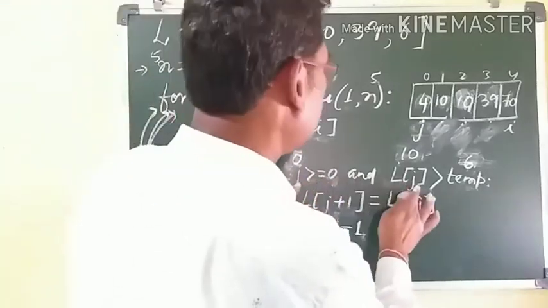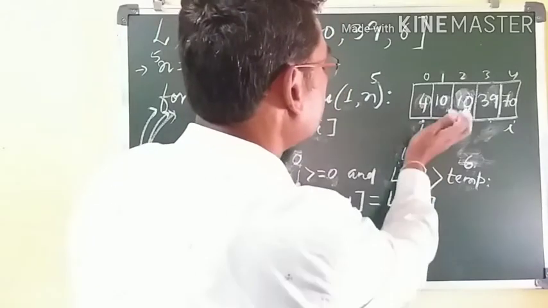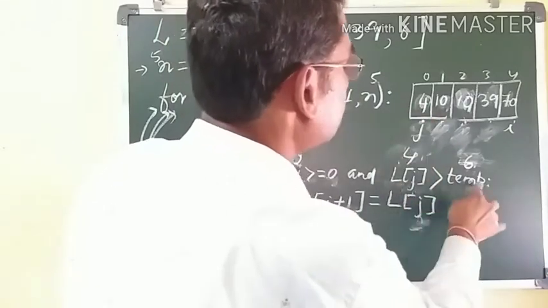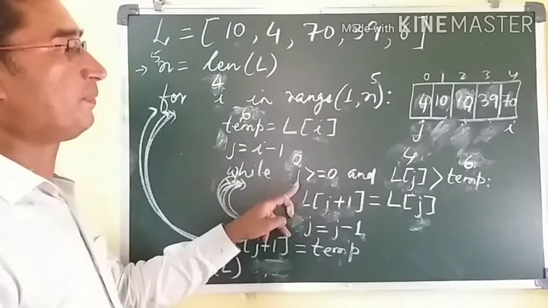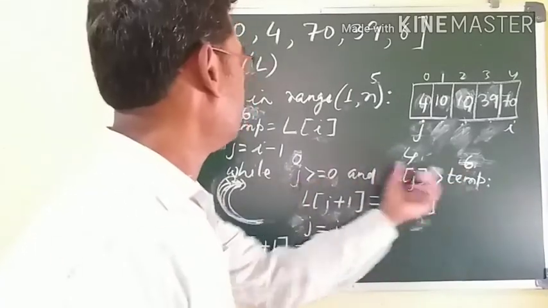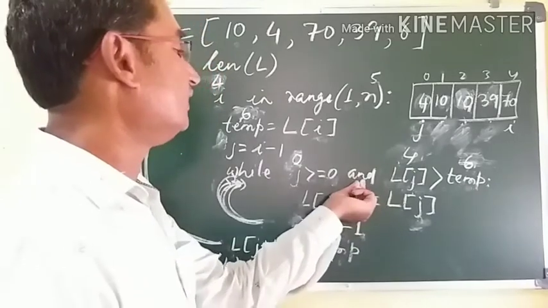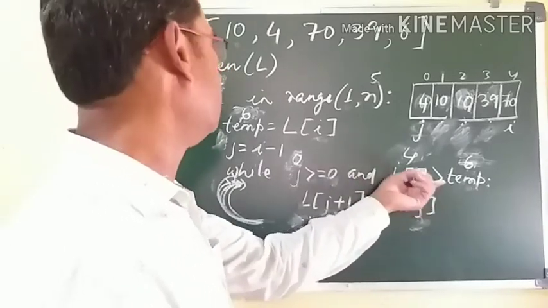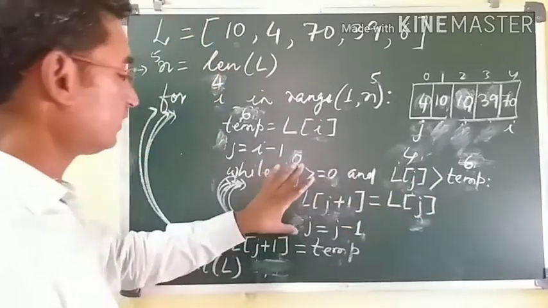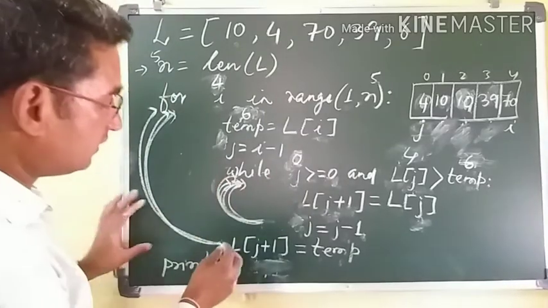And L of 0 is 4 here. Now 4 greater than 6. This condition is false. If this condition is false and the other is true, then the whole condition will be false, because and is written here. If one of the conditions is false, then the whole condition will be false. If it is false, then it will come to execute this statement.